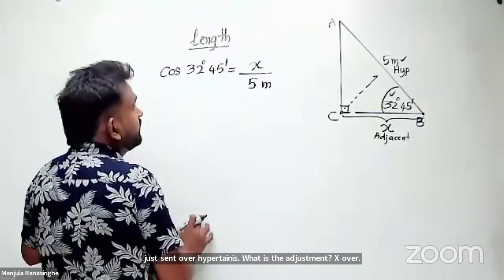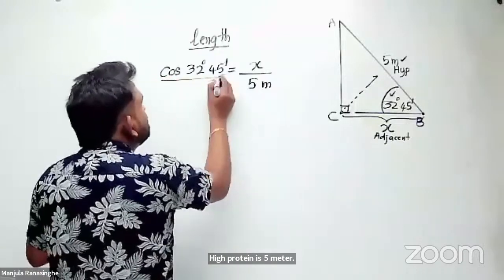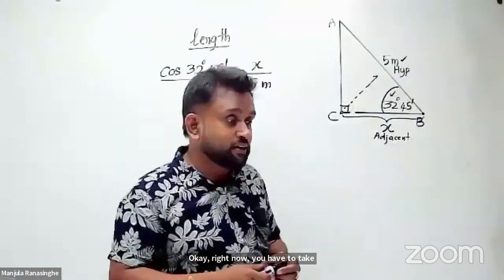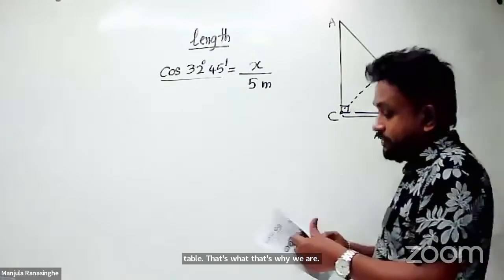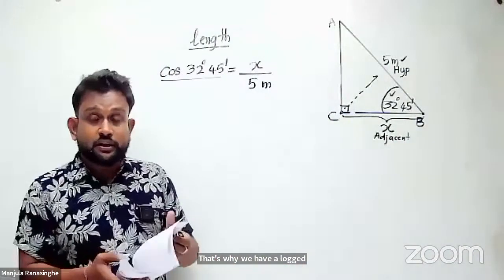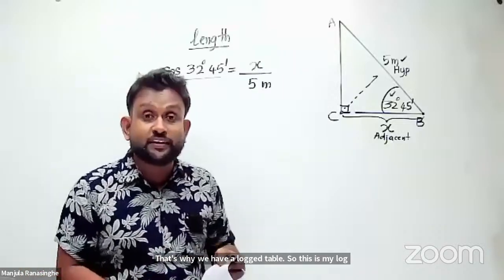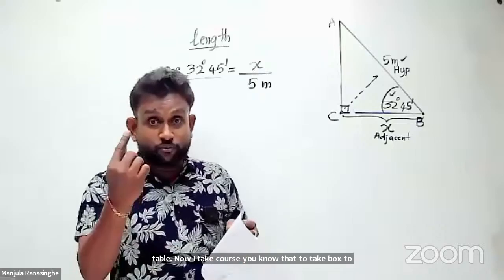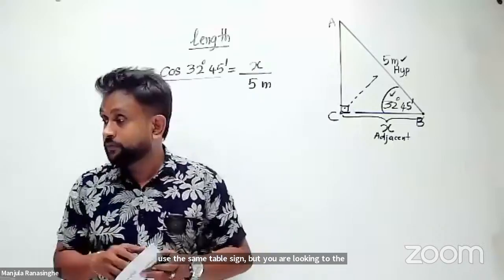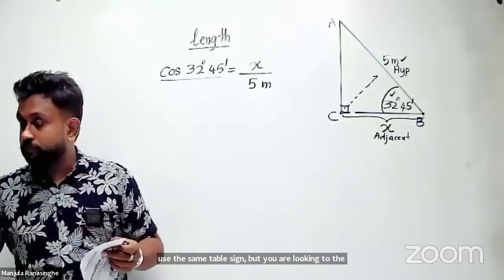Now you have to take this value from the table. That's why we have a logarithm table. So this is my log table. Now I take cos. To take cos, you use the same table, but you look downwards.